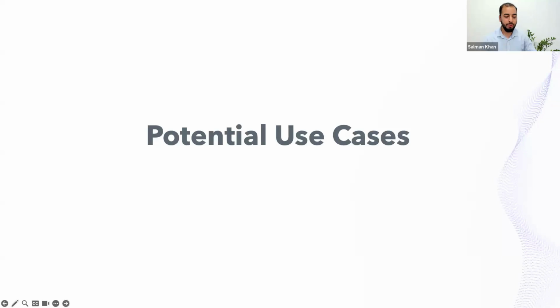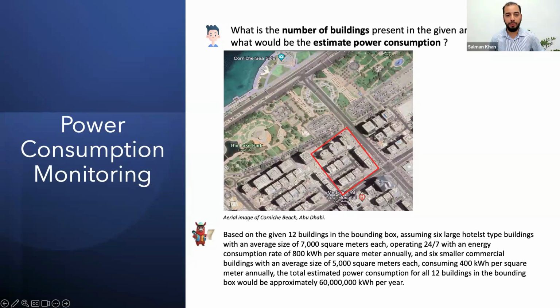So what are other potential use cases? Because as we motivated at the beginning, these kinds of capabilities can potentially be used for several downstream tasks. Here, I would like to showcase some hypothetical scenarios where the model might be very useful if extended in a proper way. For example, we show an image of the Corniche Beach in Abu Dhabi, and the user may ask, what is the number of buildings present in a given area, and what would be the estimated power consumption for these buildings?